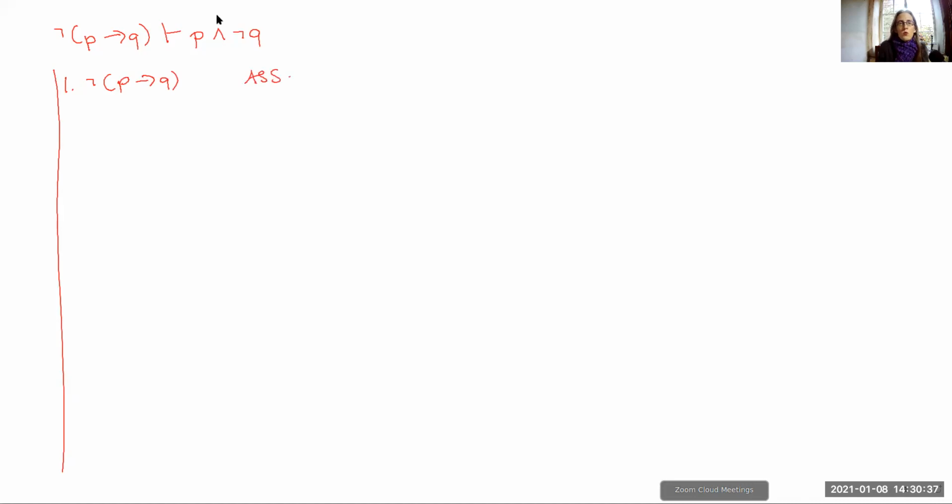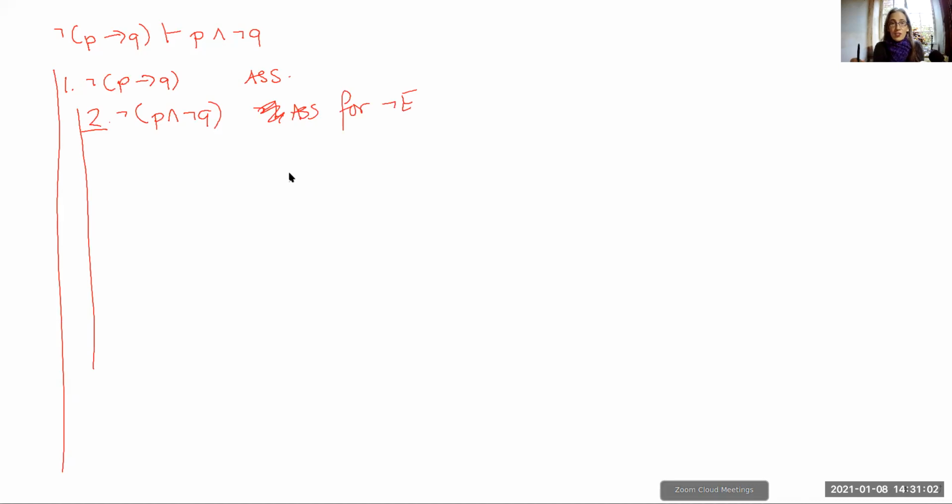So now we want to prove this conjunction. Our proof strategy says, assume the negation of the conjunction. Assume the negation of what you are trying to prove, and then eventually use negation elimination. So we've got not P and not Q. This is an assumption for negation elimination.